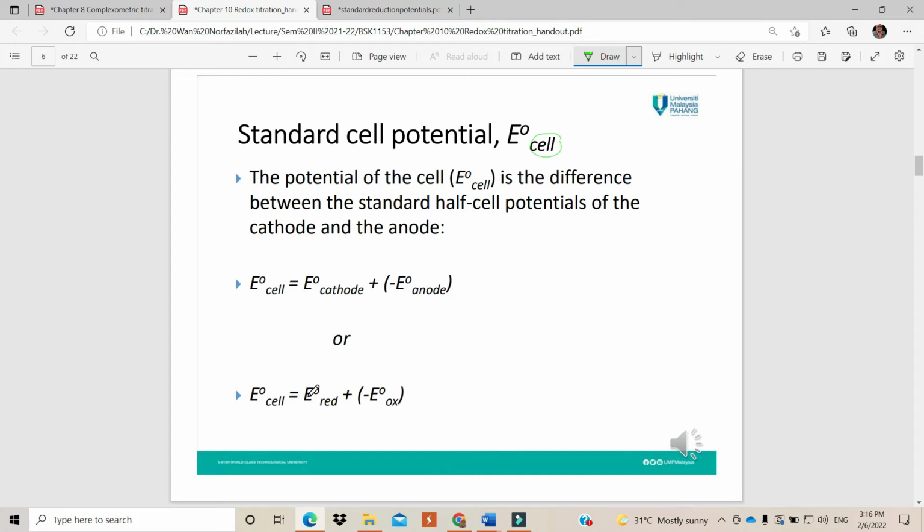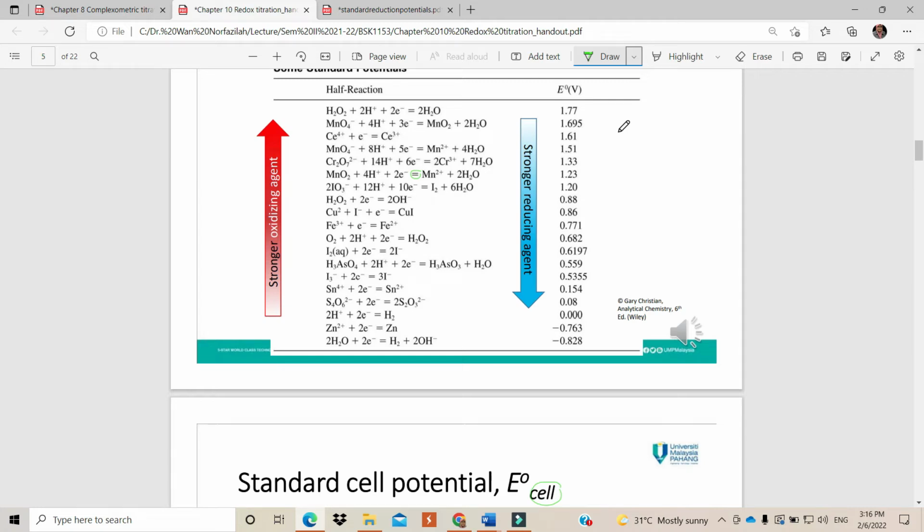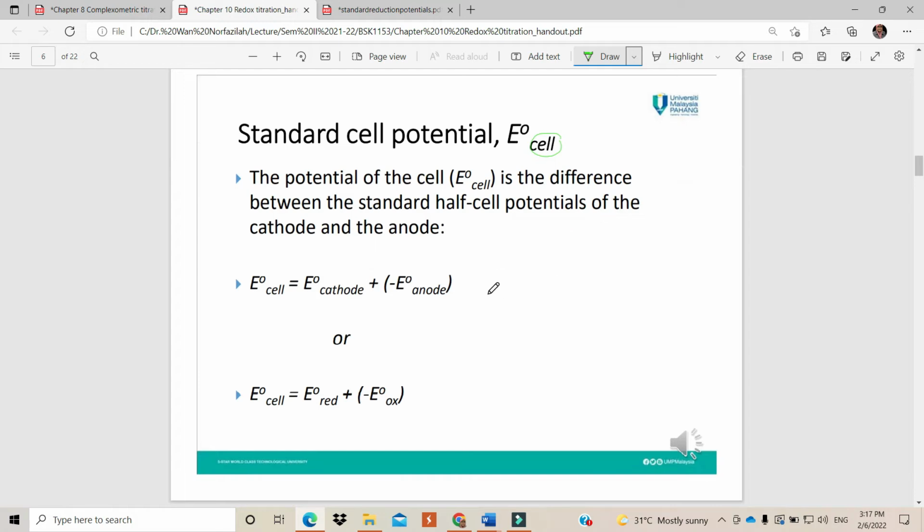Sometimes we also write down as E naught reduction plus negative E naught oxidation. Okay, why there is a negative here? Because in this list, you are given for reduction. Okay. Once you change them into oxidation, okay, macam tadi terbalik kan, daripada reduction jadi oxidation, dia terbalik equation. The chemical equation also will be changed from right to left and left to right. This E naught will be negative E naught. Sini positif kan. Okay, so bila kita balikkan dia akan jadi negative E naught. That's why for standard cell potential there is a negative here.